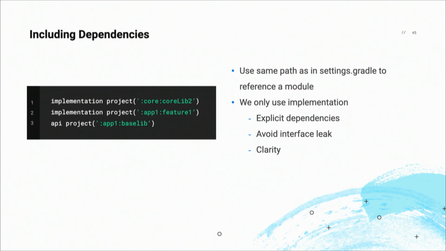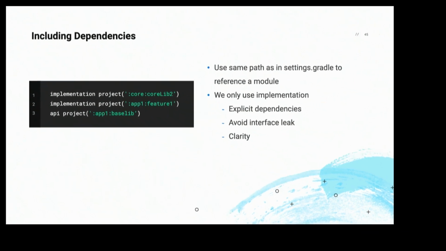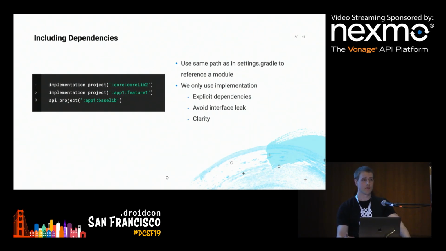Again, we only use implementation to be very explicit, which is a little verbose and comes at the cost of writing maybe a few extra lines of code, but it makes it very explicit what our module depends on, and we don't leak any interfaces.